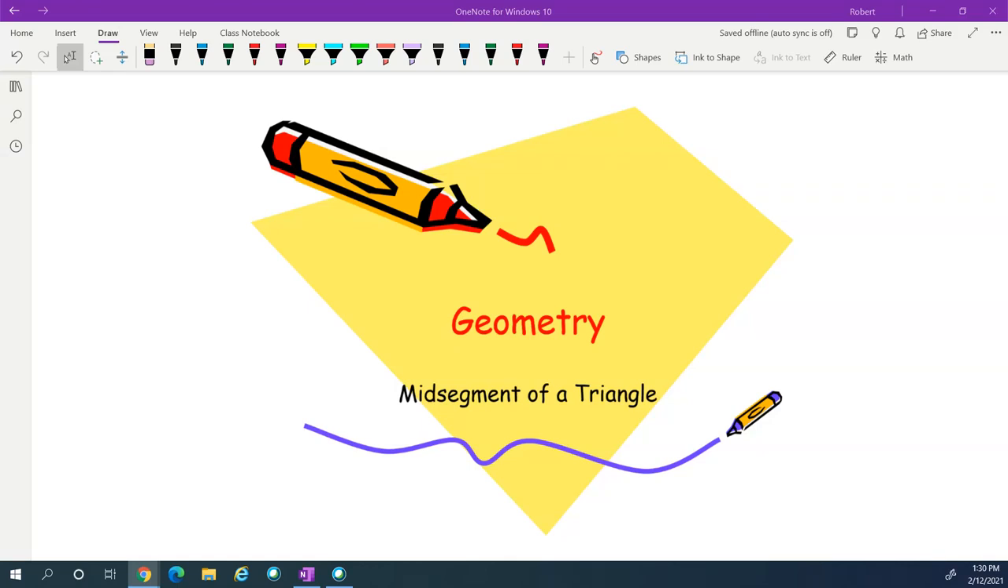All right, folks, we are back, and our next unit is learning about special segments in a triangle. There are five, so we're going to jump on the first one here called a mid-segment. So the mid-segment of a triangle.